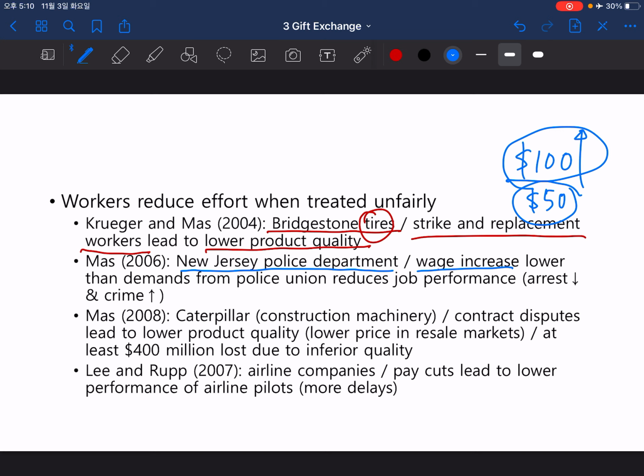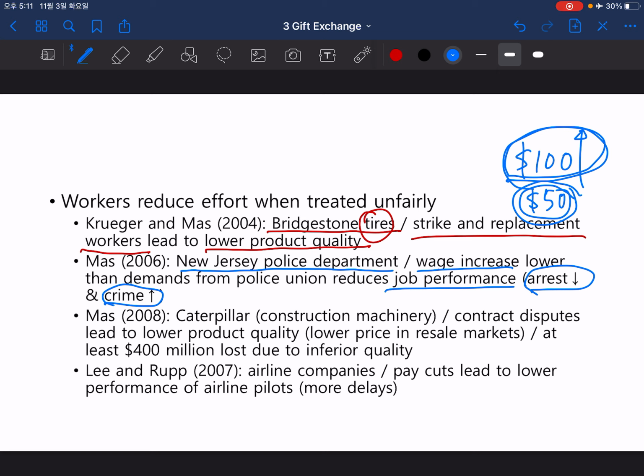And in this paper, the researcher studies whether there is any effect of this issue on job performance, and there is a finding that when the wage increase is not enough relative to the demand from the police union, job performance is lower. So lower job performance among policemen means the arrest rate is lower and the crime rate is higher.